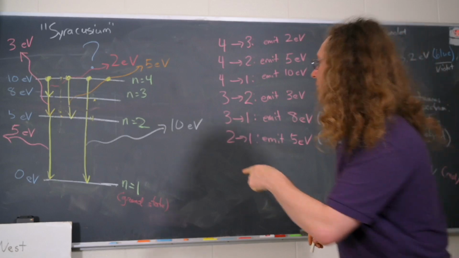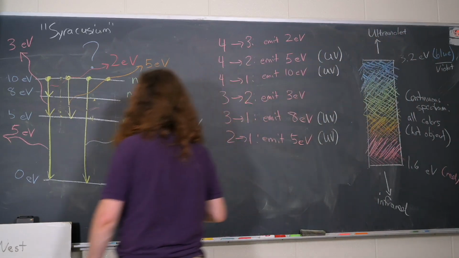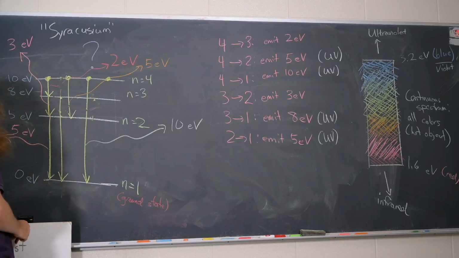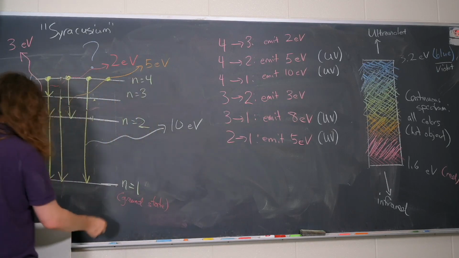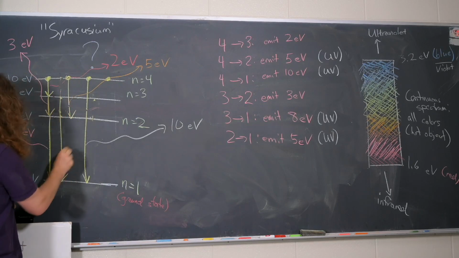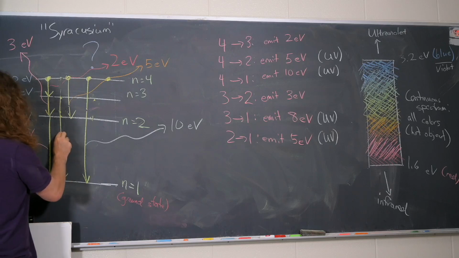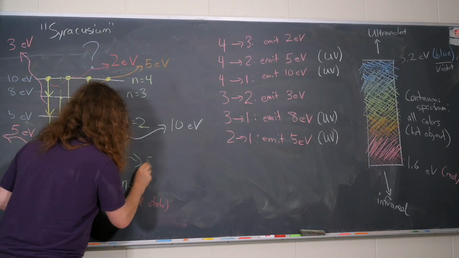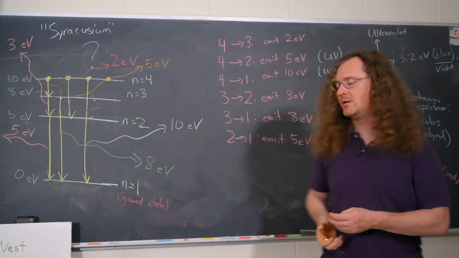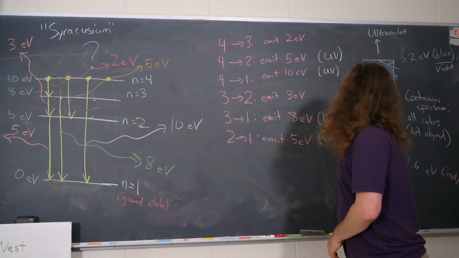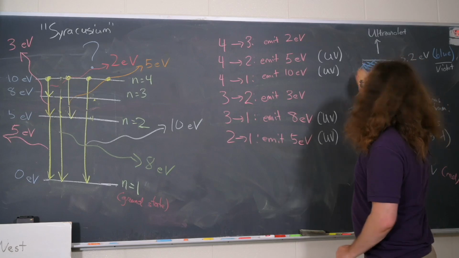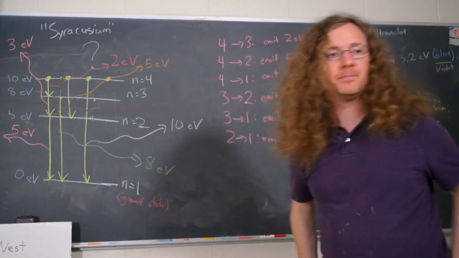You skipped 3 to 1? Yeah, I did skip 3 to 1, thank you. So 3 down to 1. It's easy to mess this up, right? It's easy to forget stuff, especially when you're talking at the same time. So 3 down to 1 is 8 eV. Now my chart's ready. So all of these are greater than the top end of the visible spectrum, so we can't see them.